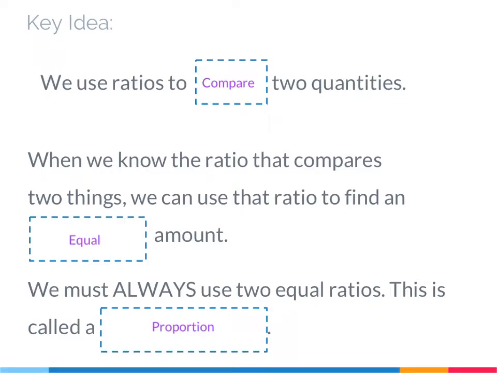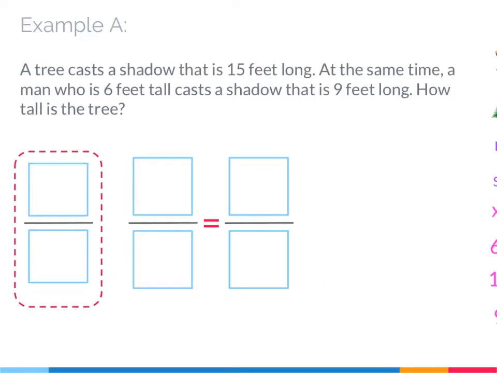Let's take a look at example A. So here we are at example A, and it says a tree casts a shadow that is 15 feet long. At the same time, a man who is 6 feet tall casts a shadow that is 9 feet long. How tall is the tree?